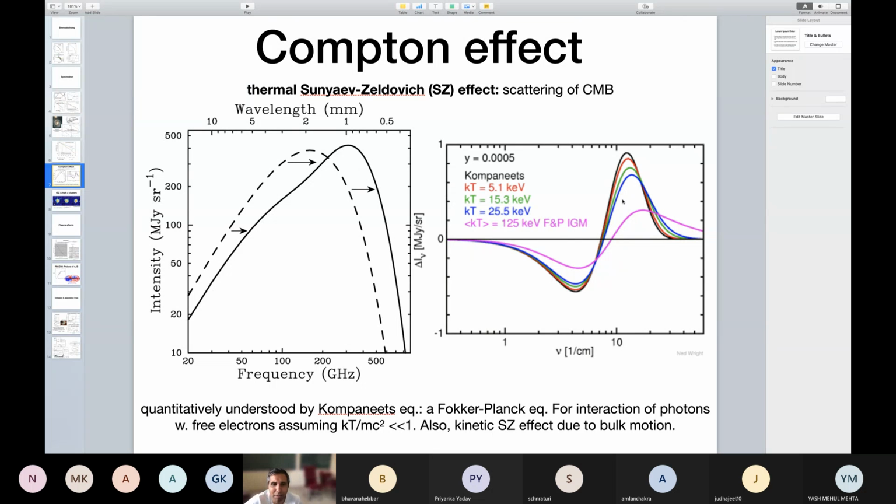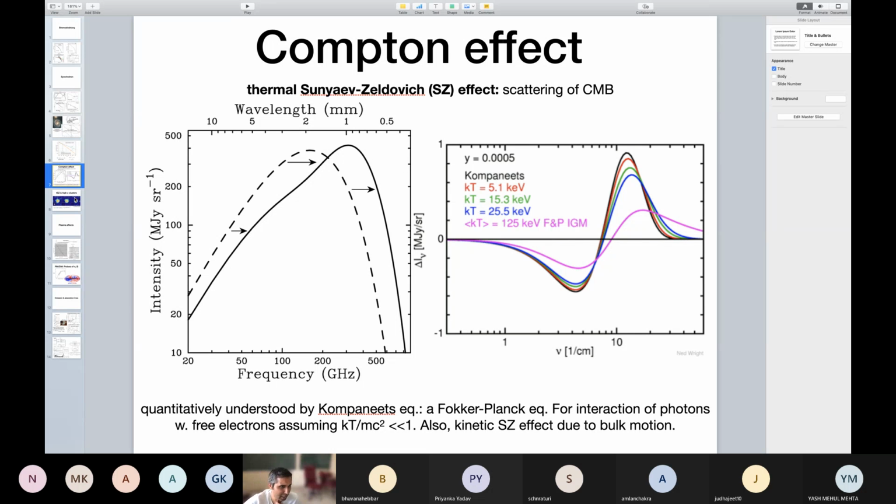So this is called the thermal Sunyaev-Zeldovich effect, but there's also something called the kinetic Sunyaev-Zeldovich effect, which is due to the fact that galaxy clusters as a whole are moving in bulk relative to the CMB. So if the galaxy cluster is moving towards us, the CMB photons that get scattered can, on average, gain more energy. That is not as important as the thermal Sunyaev-Zeldovich effect, but it's important to know this.